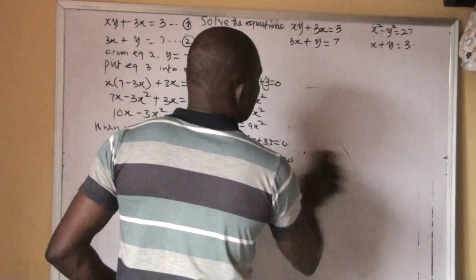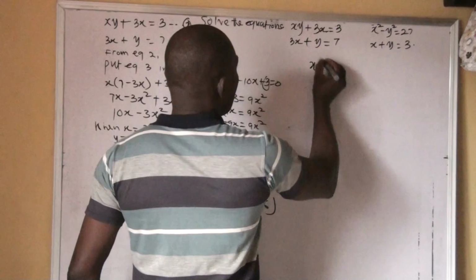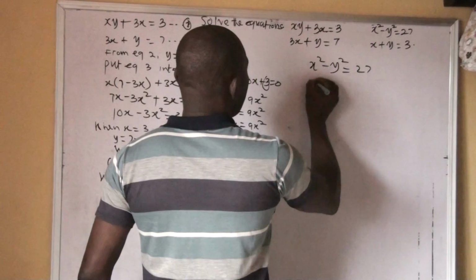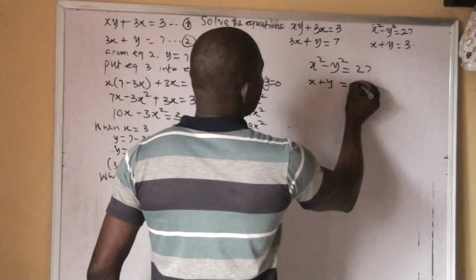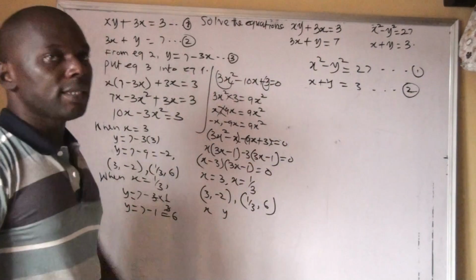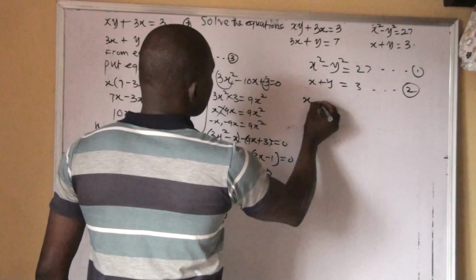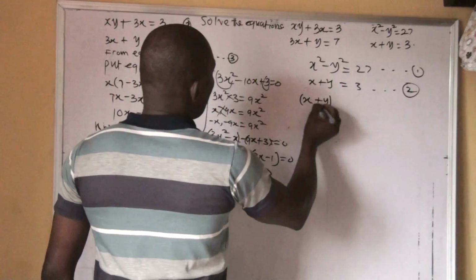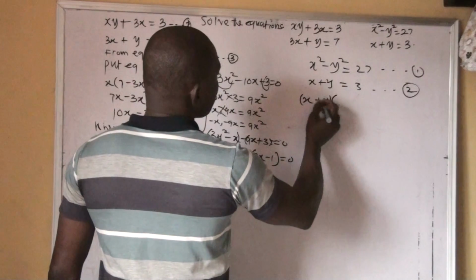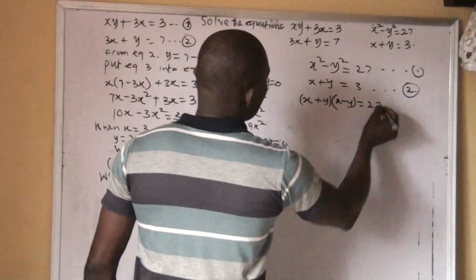Now quickly, let's look at this other equation here. We have x squared minus y squared is equal to 27, and x plus y is equal to 3. Equation 1 and equation 2. From equation 1, we can see that this is what we call the difference of two squares. So this expression can be written as (x plus y) times (x minus y) is equal to 27.